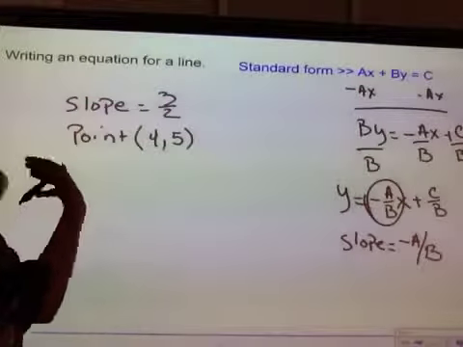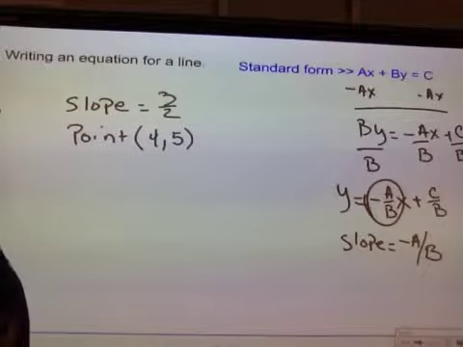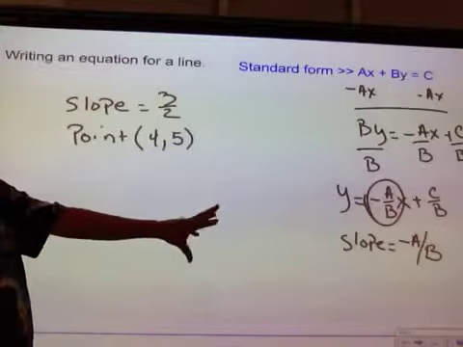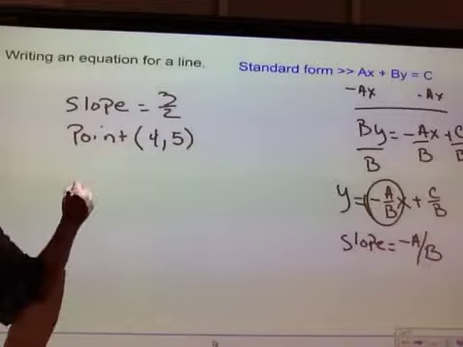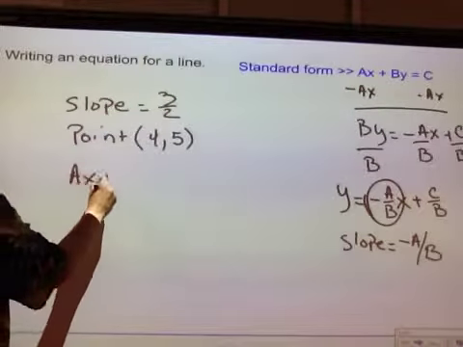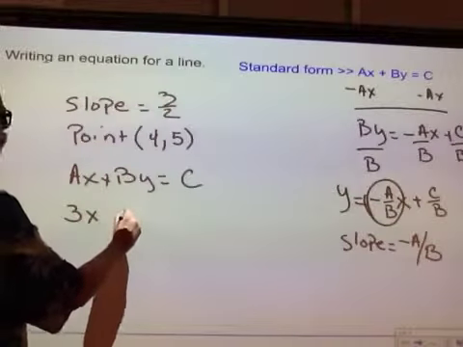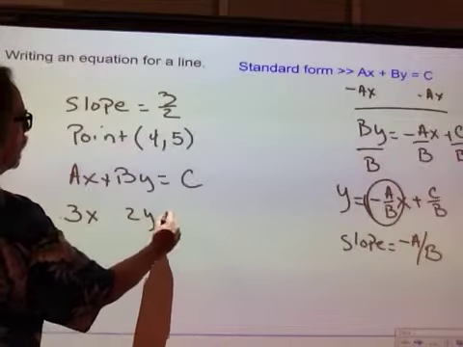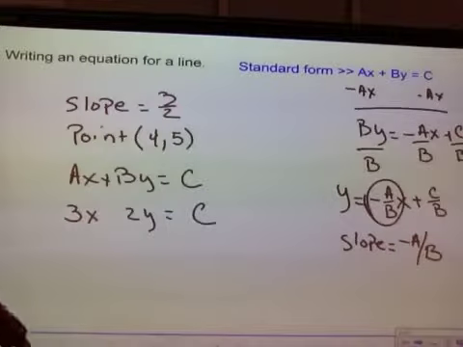Okay, now what makes this really nice is we're going to use this over here. So if the slope is opposite of a over b, this is the a and that's the b. So I can start my equation ax plus by equals c, and I know that the a is the 3, so I'm going to have 3x, and the 2 is going to go over here with the y. I don't know what c is yet, we're going to find that out, and this sign in here.